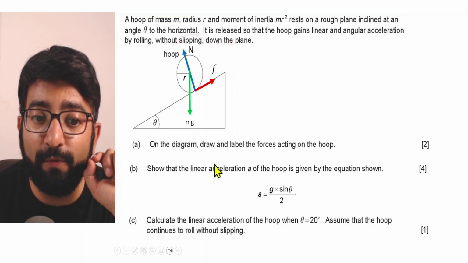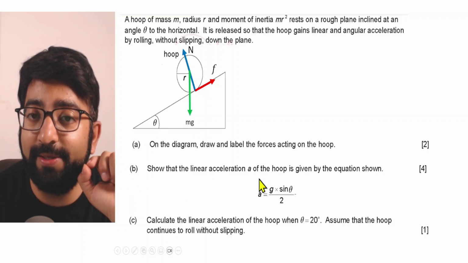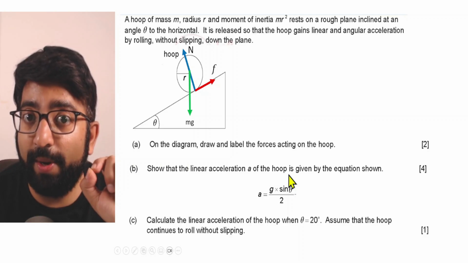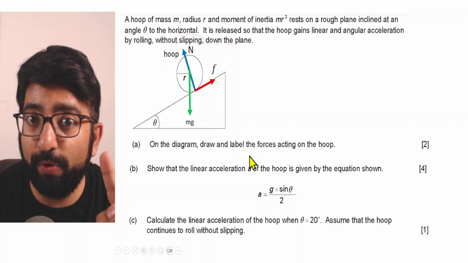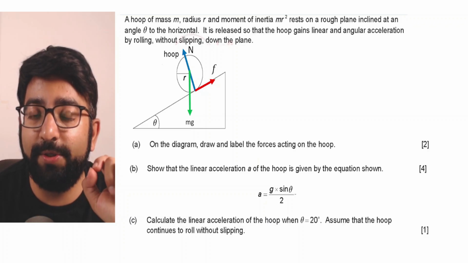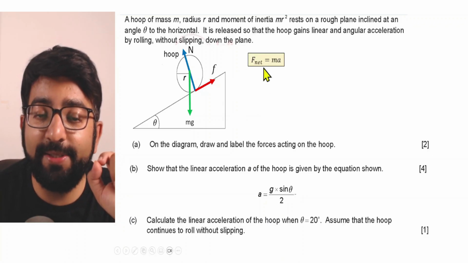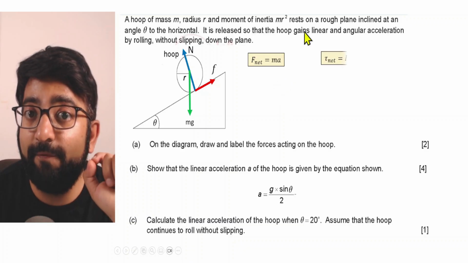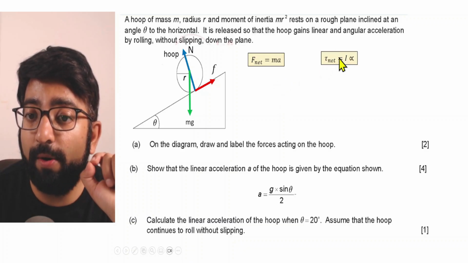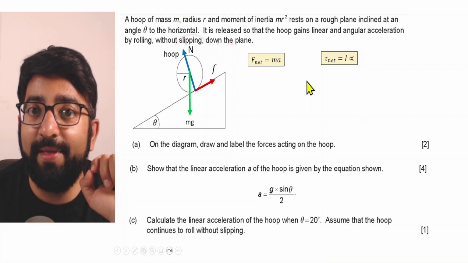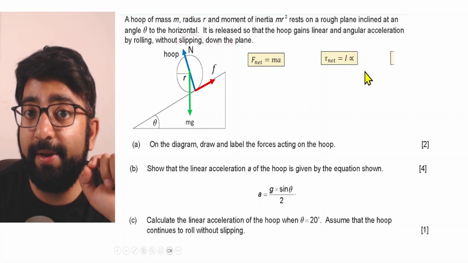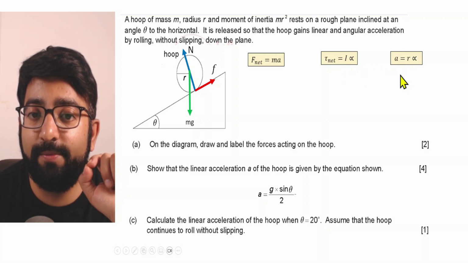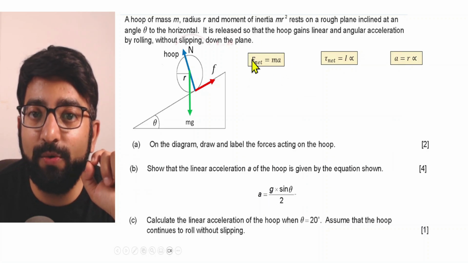Coming to part B, we need to figure out the expression for linear acceleration of the hoop. To solve this question, all we need to do is just apply Newton's second law for linear motion first and then for rotational motion. For linear motion, the formula is F net is equal to ma, and for rotational motion, we are going to use torque net is equal to I alpha. And then we use the expression which connects linear acceleration with angular acceleration, which is a is equal to R alpha. So let's start with F net is equal to ma.